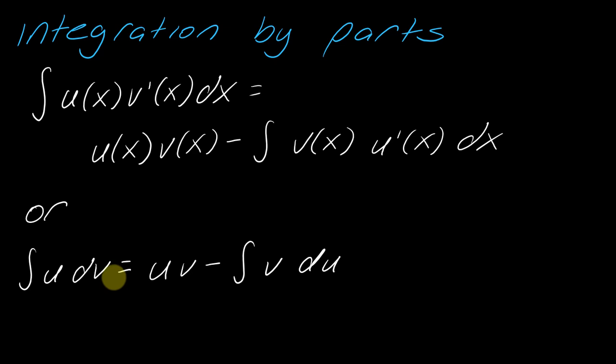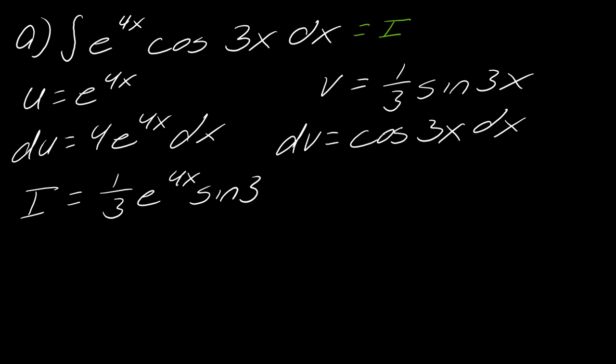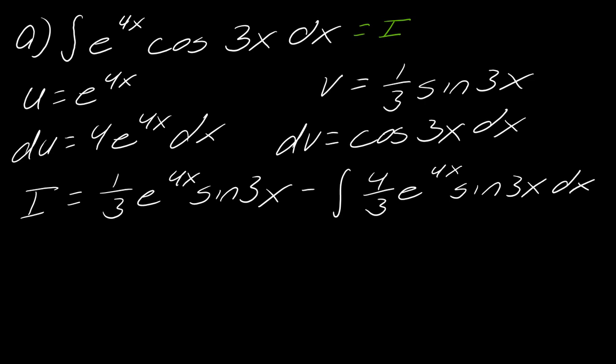In my lesson video, I broke this down. So I've got this integral equals uv minus the integral of v du. The one thing I want to do is remind myself that we're referencing back to this original integral. So I'm going to call this integral I, and I will eventually reference back to that. So I is going to equal uv, which is 1/3 e to the 4x sine 3x, minus the integral of v du, so that's 4/3 e to the 4x sine 3x dx.